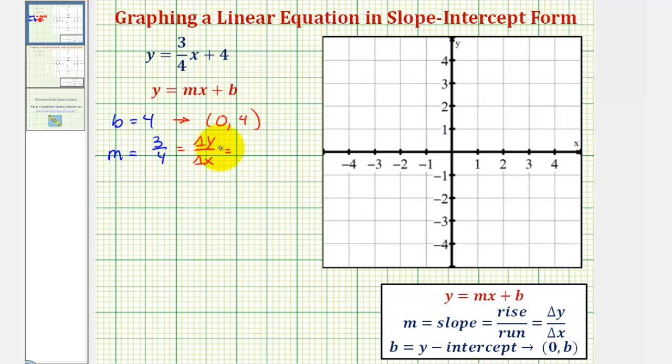So because the numerator represents the change of y, which is positive 3, once we plot the y-intercept of positive 4, we would go up 3 units. And because the denominator, which represents the change of x, is positive 4, we would go right 4 units to find a second point on our line. This is often why the slope is referred to as rise over run. Now let's try to graph our line.